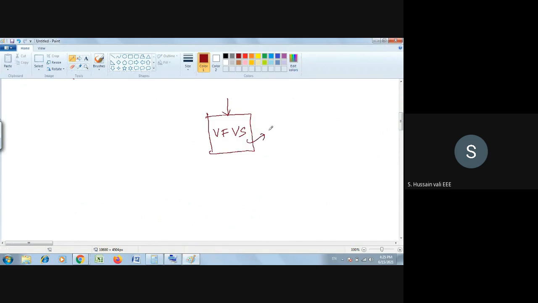What is VFVS? It is a variable frequency variable voltage source. So this box which I have drawn here is a variable frequency variable voltage source. So that's a converter. That converter will give variable voltages and variable frequencies.